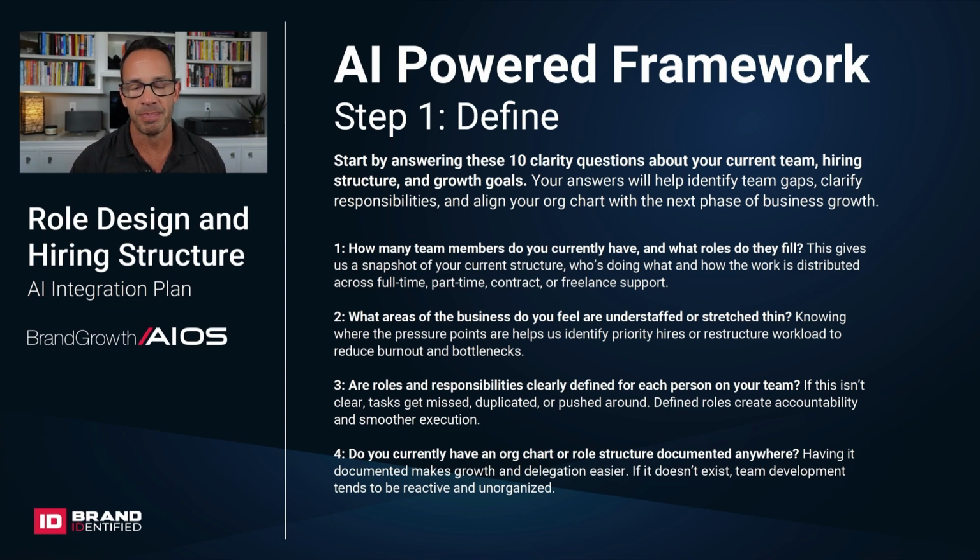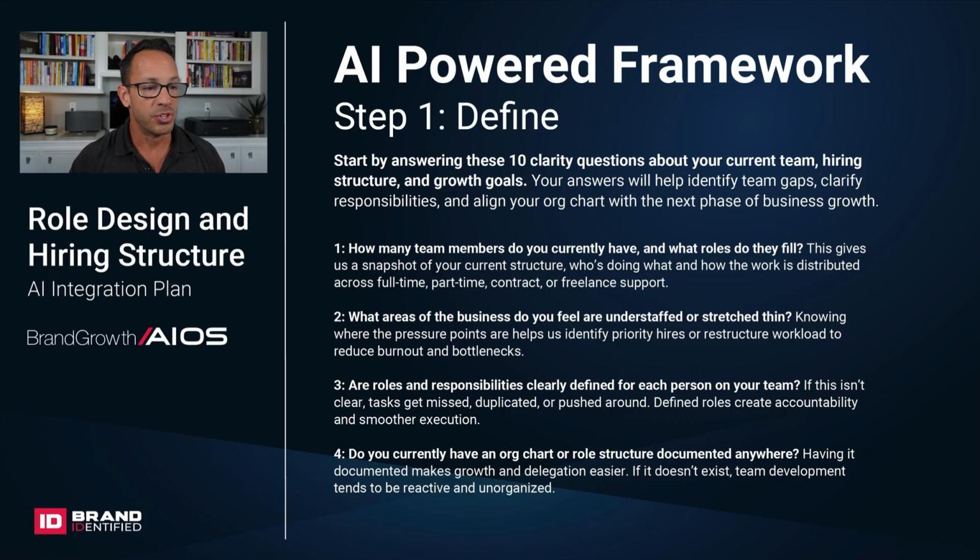Knowing where the pressure points are helps us to identify the priority hires and restructure the workload to reduce burnout and bottlenecks. Question number 3 is, are the roles and the responsibilities clearly defined for each person on your team? If this isn't clear, tasks will get missed, duplicated, or pushed around. Defining these roles creates accountability and a smoother execution.